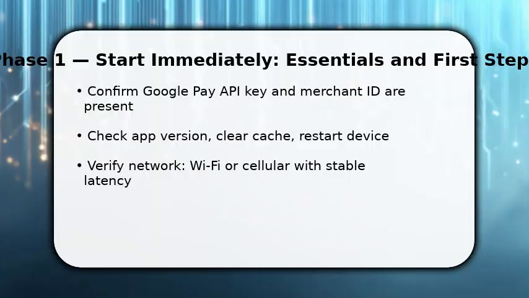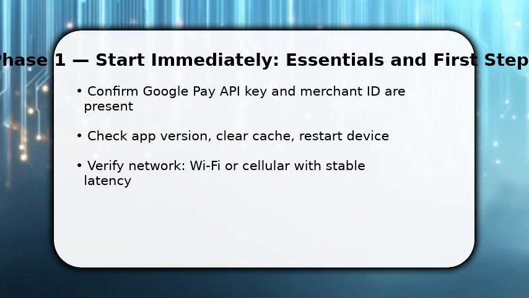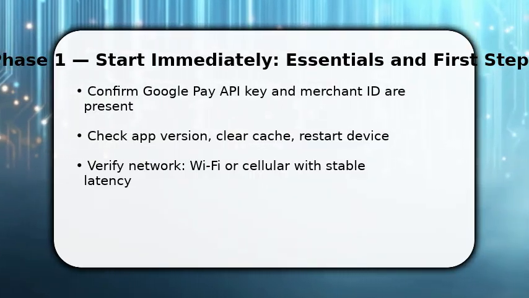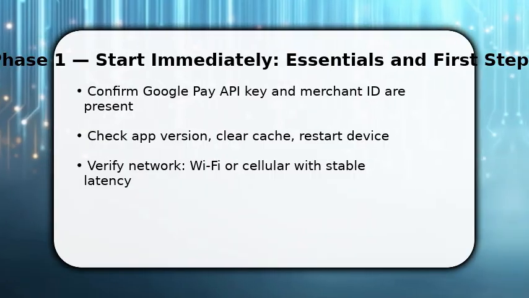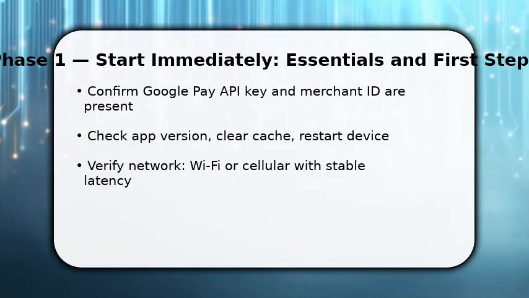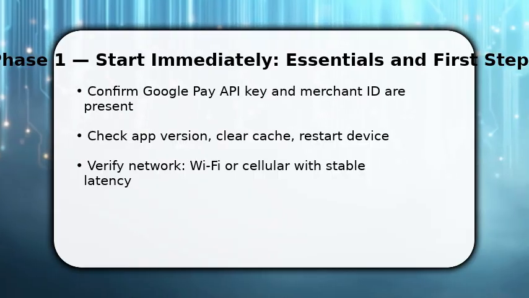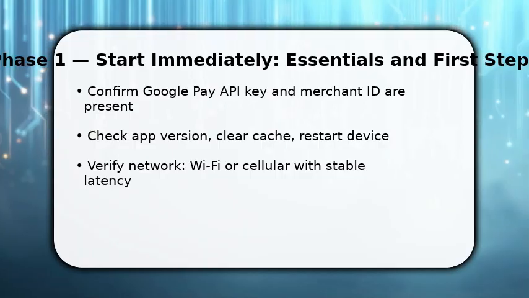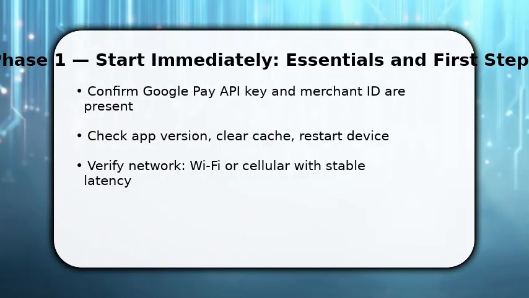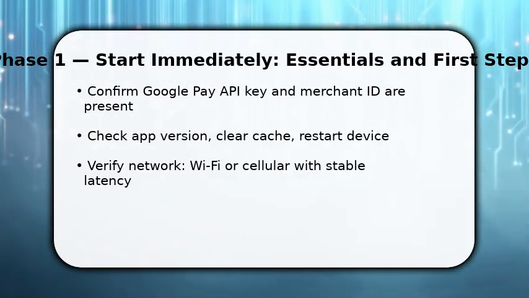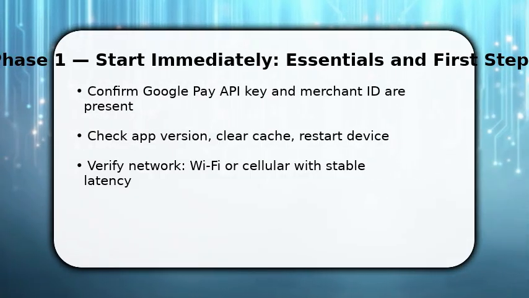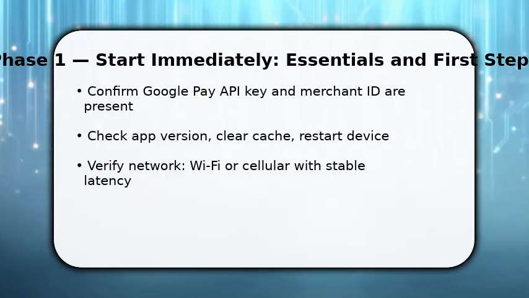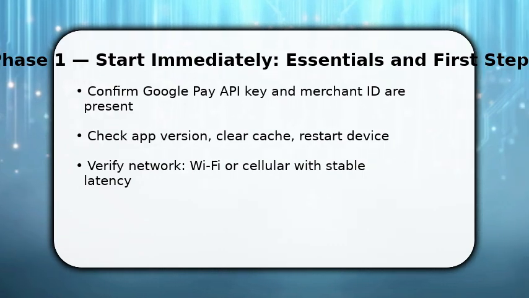You start by confirming the essentials. Make sure your Google Pay API key and merchant ID match the environment you're using. Once done, clear the app cache and force close, then reopen. That removes stale state. If the app is outdated, update to the latest build, because older SDKs often trigger the IC error. Also, verify the network connection. Unstable Wi-Fi causes handshake failures. These initial actions eliminate most simple causes quickly, so you can move to deeper checks.